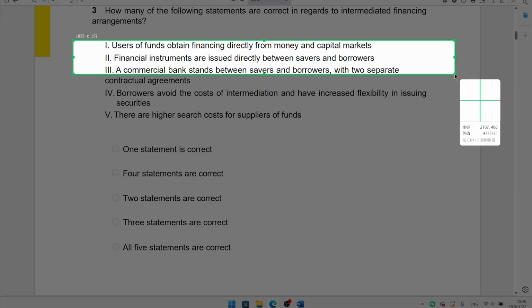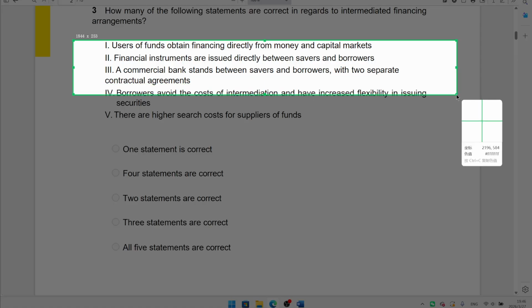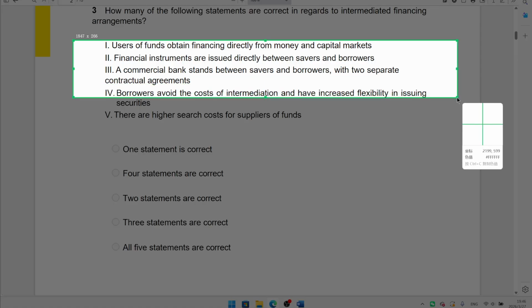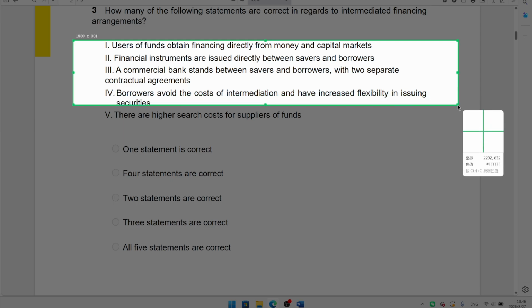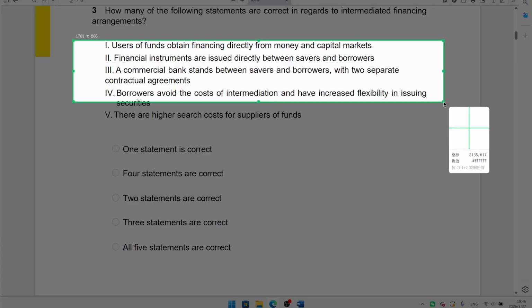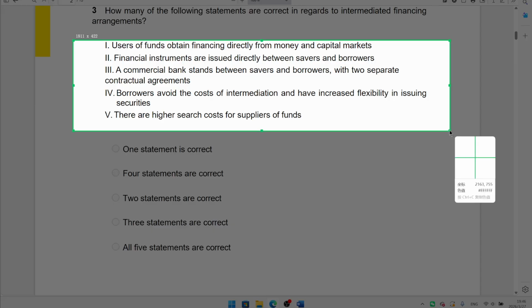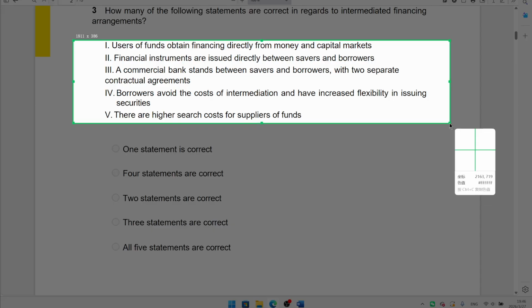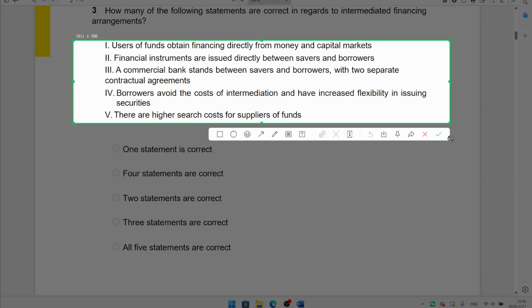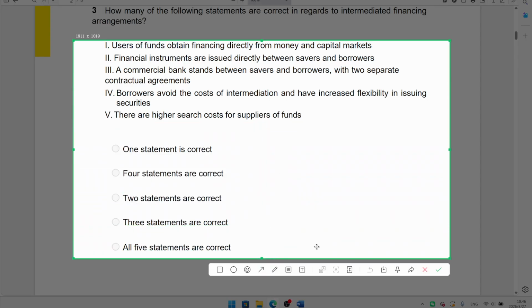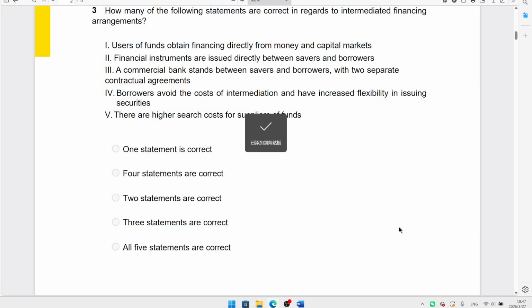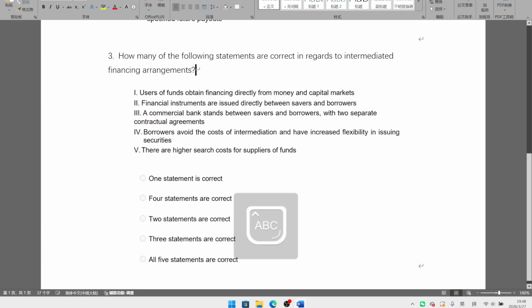Commercial banks stand between. Yes. Borrowers avoid costs of intermediation. Borrowers avoid government having increased flexibility in issuing. Borrowers avoid costs of intermediation. No, there are higher search costs for supply of funds. There are higher research costs for supply of funds. No, just one. A.